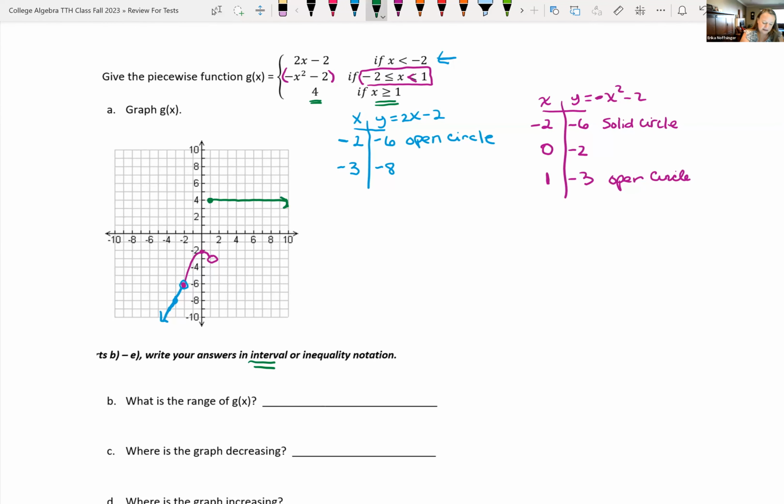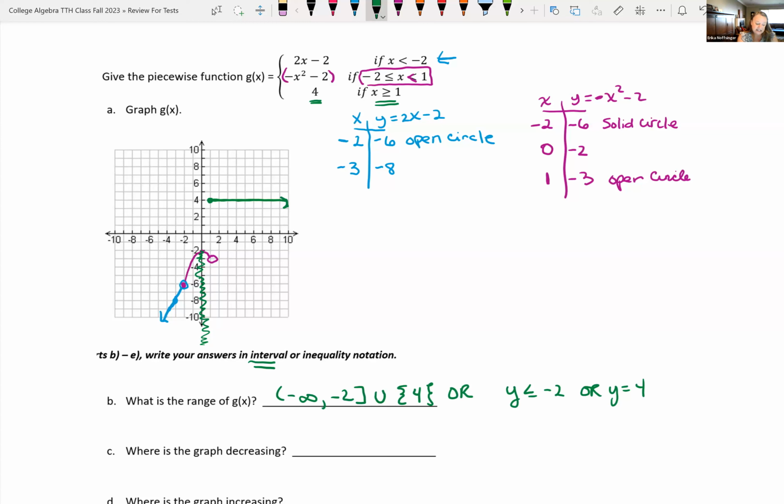So looking at this, these are all our y values we're hitting. We're hitting all the y values coming from negative infinity until I hit -2, and it's including, so negative infinity to -2 bracket. Union, the only other y value that I'm hitting is 4. So it's just the number 4. Or if I was to do that in inequality notation, it is y is less than or equal to -2 or y equals 4.